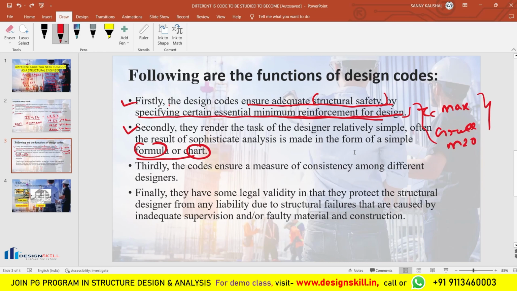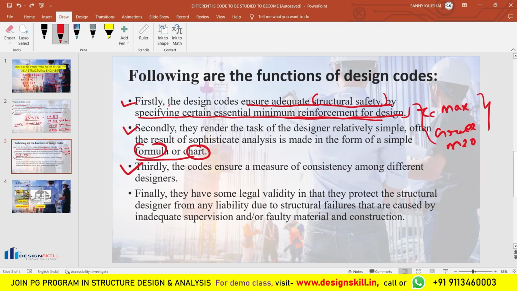Now let us move to the third function of our design code. Thirdly, the codes ensure a measure of consistency among different designers. This third point is also very important. Let's suppose I have an IS code, and in the IS code there are guidelines, as I told you before, and on the basis of those guidelines I need to design the structures. Every designer will have these design codes and will design on that basis, so the consistency will be maintained here.